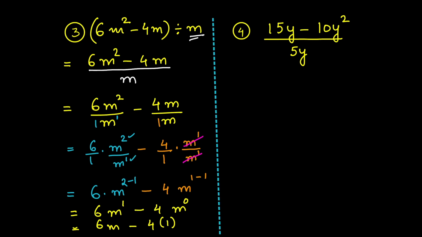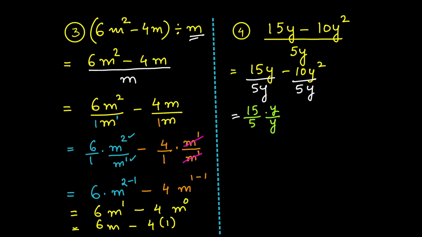So we write this one first again. So 15y minus 10y square divided by 5y. So this 5y we write under both, and then this becomes a kind of monomial division. So 15 divided by 5 and y divided by y. And then we write this as 10 divided by 5 times y square divided by y. So no power is given, so we can take the power as 1.